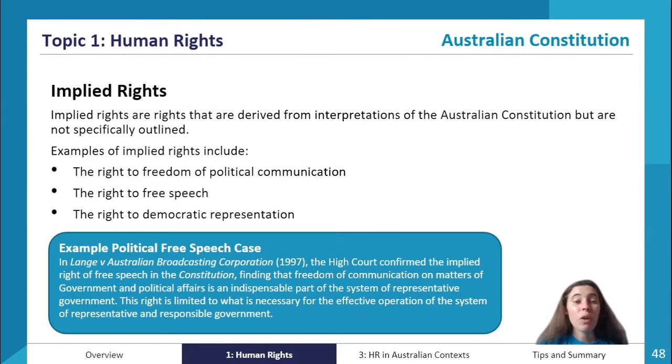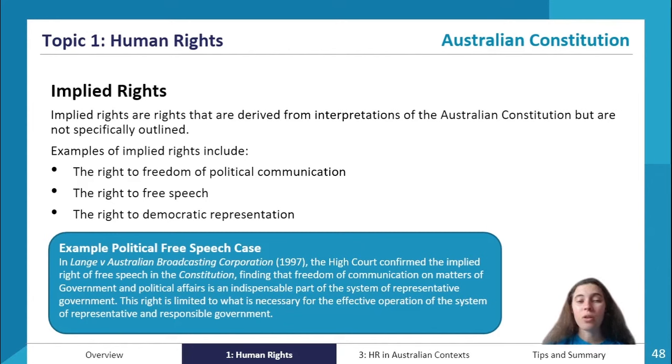On the other hand, we also have implied rights. So these are rights that are derived from interpretations of the Australian Constitution, but they're not specifically outlined. So we do have that idea that they're open to interpretation, and different interpretations can contrast each other. So the right to freedom of political communication, the right to free speech, and the right to democratic representation are examples of implied rights in our Constitution.